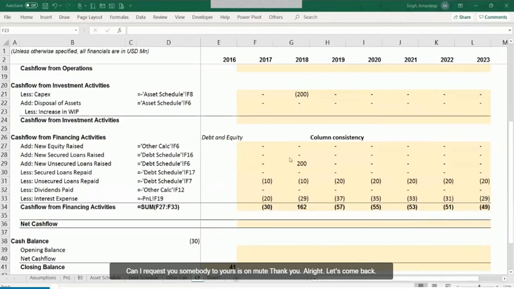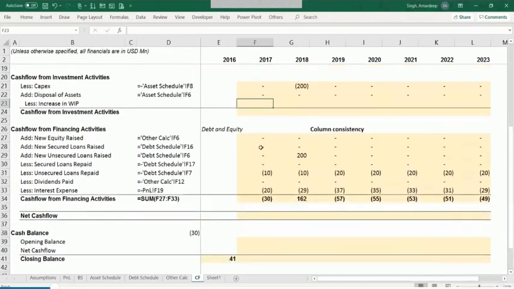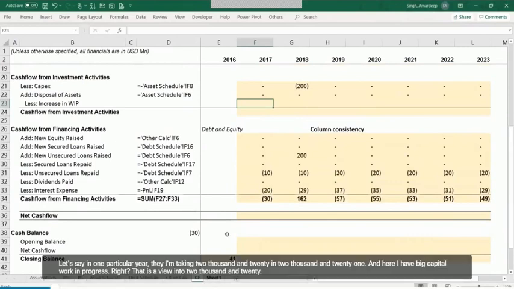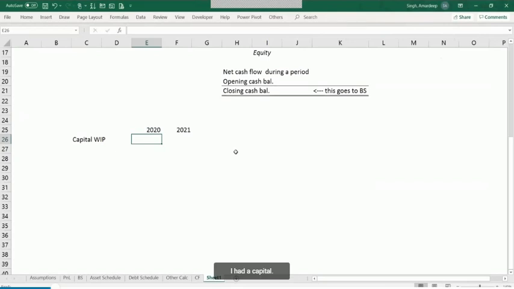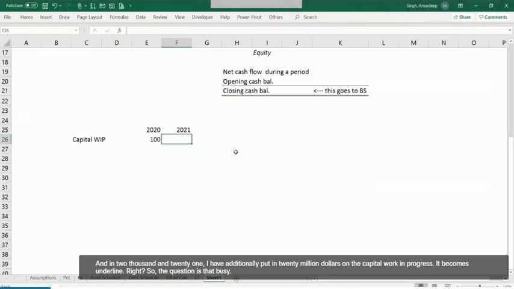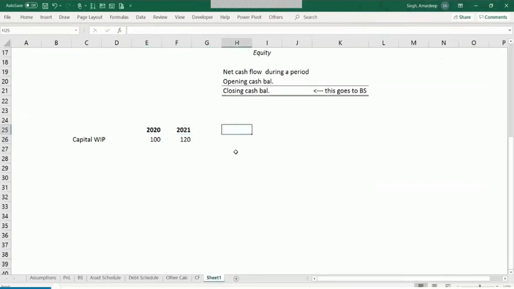All right, let's come back here. So I was talking about the capital work in progress. Now let us take an example to understand this fact. Let's say in one particular year, I'm taking 2020 and 2021, and here I have the capital work in progress. Let us assume in 2020, I had a capital work in progress of 100, and in 2021, I have additionally put in $20 million on the capital work in progress. So it becomes 120. So the question is, this increase in the CWIP that you see in the balance sheet, what does it indicate?